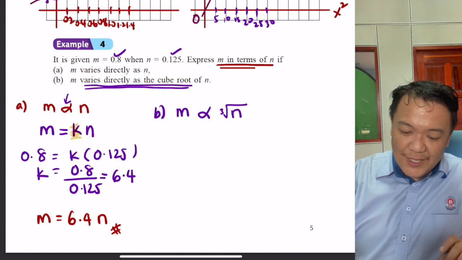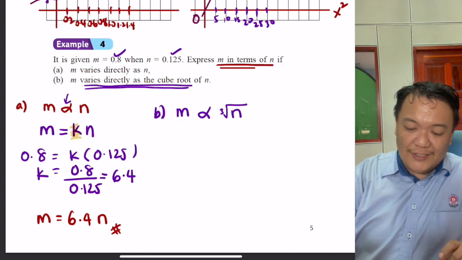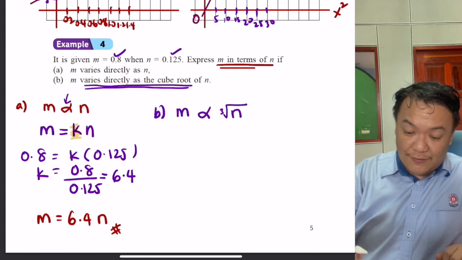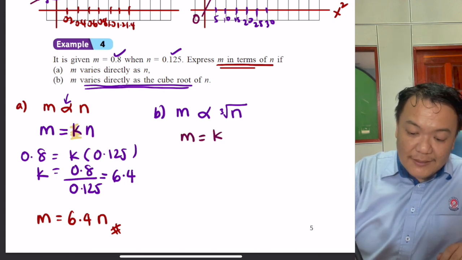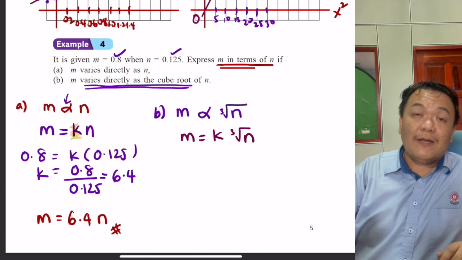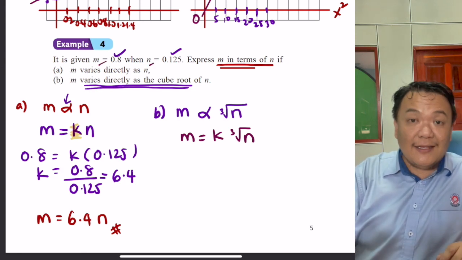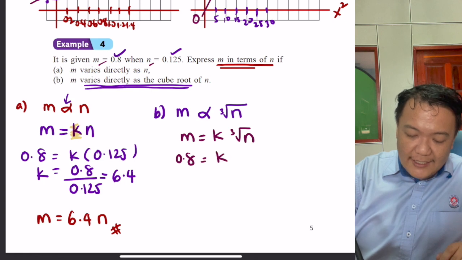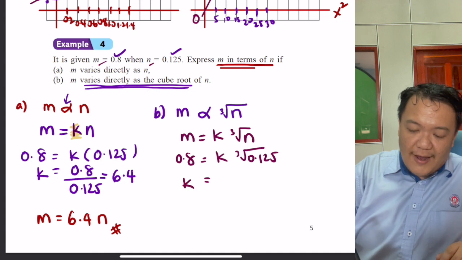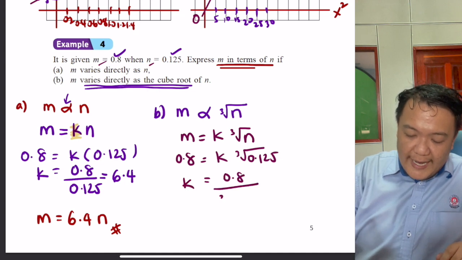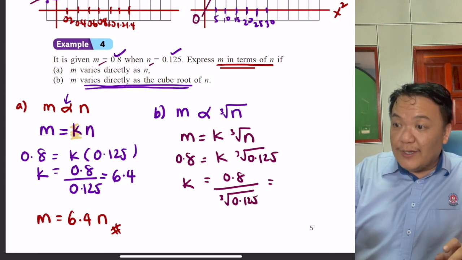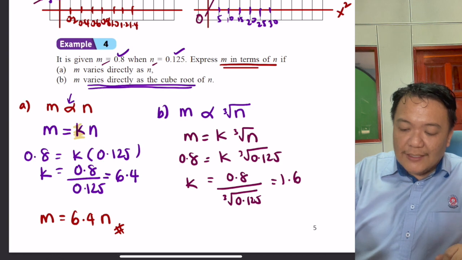Macam tu lah. Okay, so the first thing you need to do is change this form into equation form. So you will get m is equals to k cube root of n. Next, awak kena cari nilai k itu dengan menggantikan m dan n tadilah. Okay, so m is 0.8 equals to k cube root of 0.125. So k is equals to 0.8 divided by cube root of 0.125. So press your calculator, you will get 1.6.